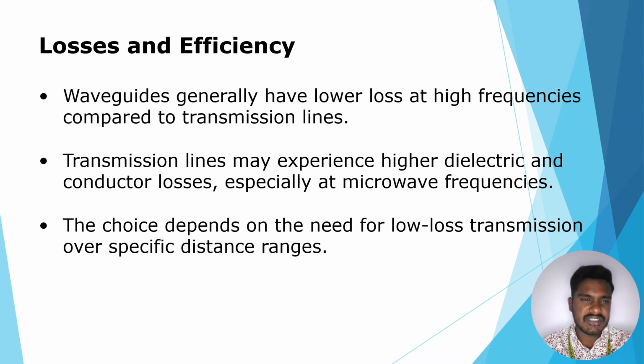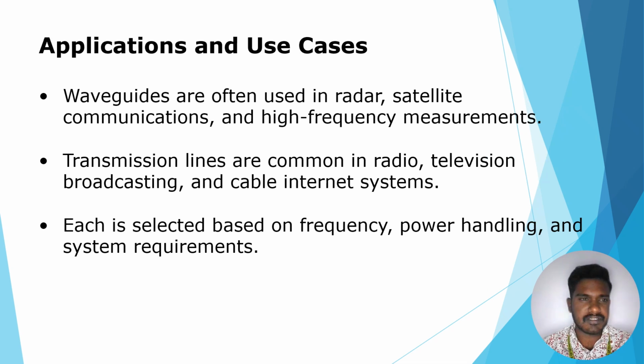Losses and efficiencies in waveguides and transmission lines. Waveguides generally have lower loss at high frequencies compared to transmission lines. Transmission lines may experience higher dielectric and conductor losses, especially at microwave frequencies. The choice depends on the need for low loss transmission over specific distance ranges.